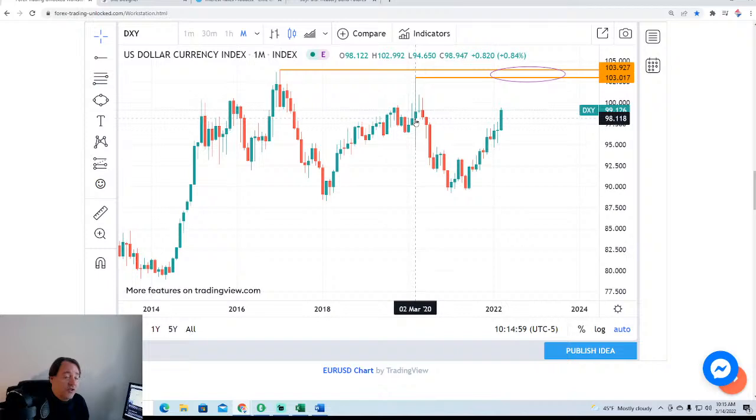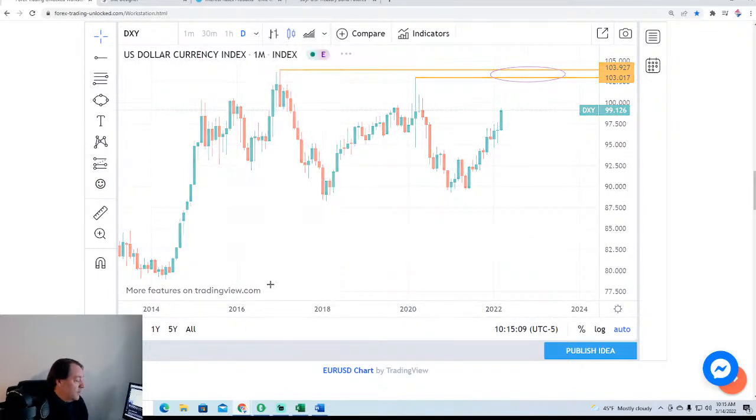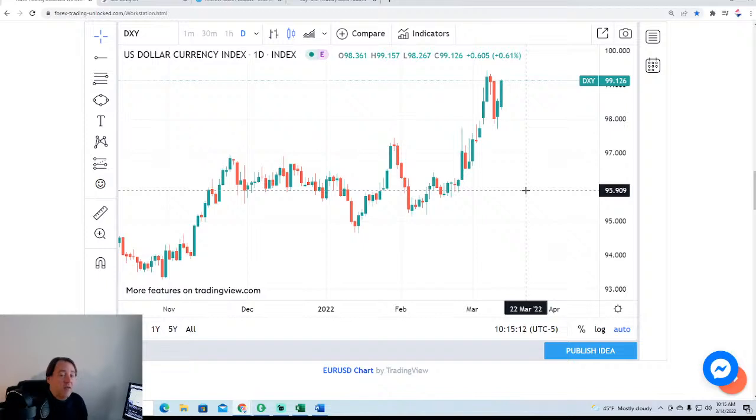It was basically unchanged on the month, but look at the range. It went from 94 all the way up to 103. It's almost a $10 range in the dollar index, all within the course of 1 month. So the volatility is coming back. But once you have that volatility, expect to have a big range to the upside and the downside.